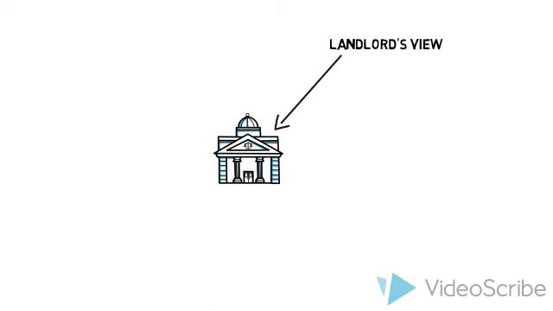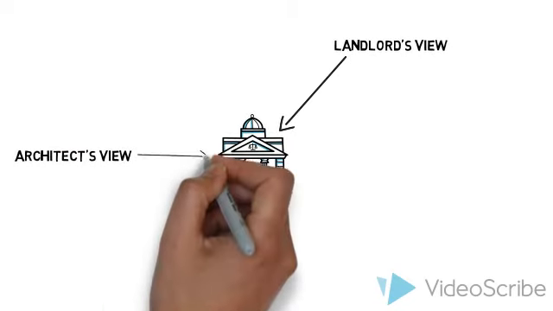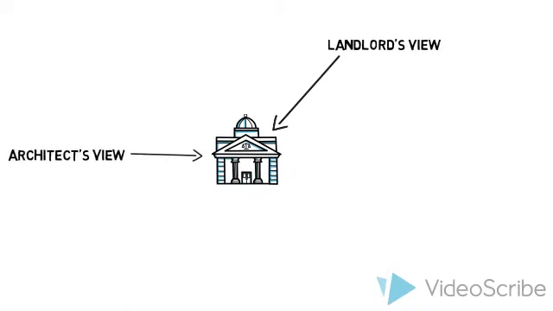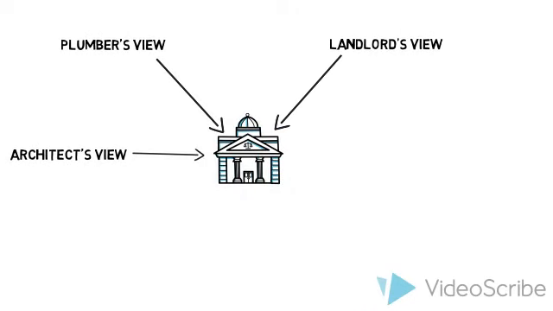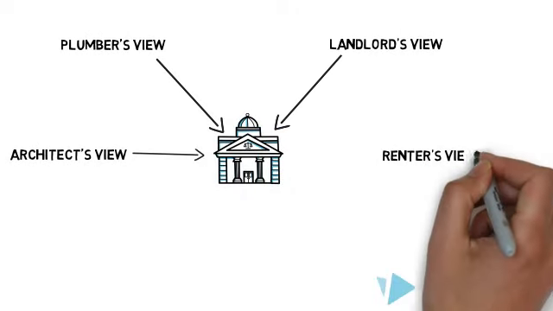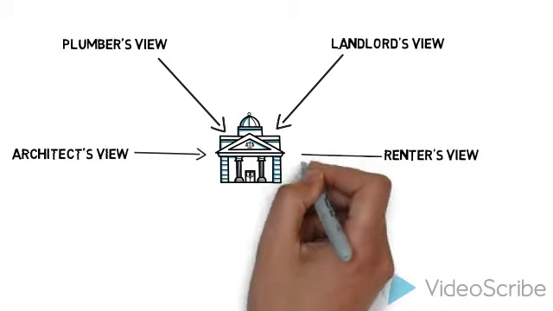For example, an electrician has his own view, an architect has his own view, and the person who is a renter can have his own view. Particularly, a model is focused on one particular aspect of a system.